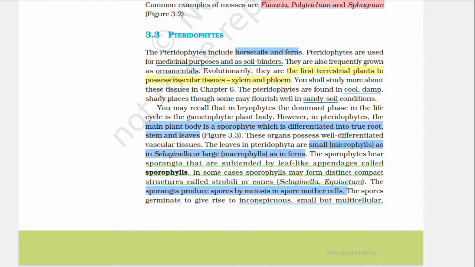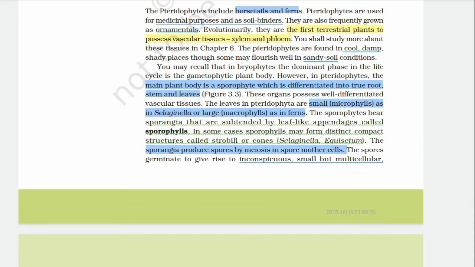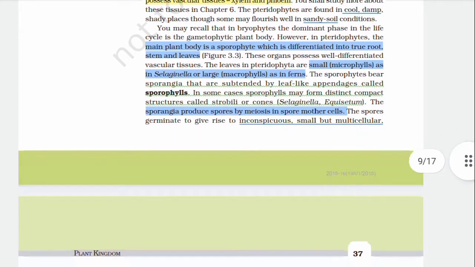They grow in cool and damp places and they may also grow in sandy soil. And here you see the pteridophytes, the main plant body is sporophyte. Sporophyte is what? Spore producing diploid part of the plant. So sporophyte is main plant body. In bryophyte, the main plant body is gametophyte. In pteridophyte, the main plant body is sporophyte. This sporophyte has true roots, true stem and true leaf. Okay, and these organs possess well differentiated vascular tissue.